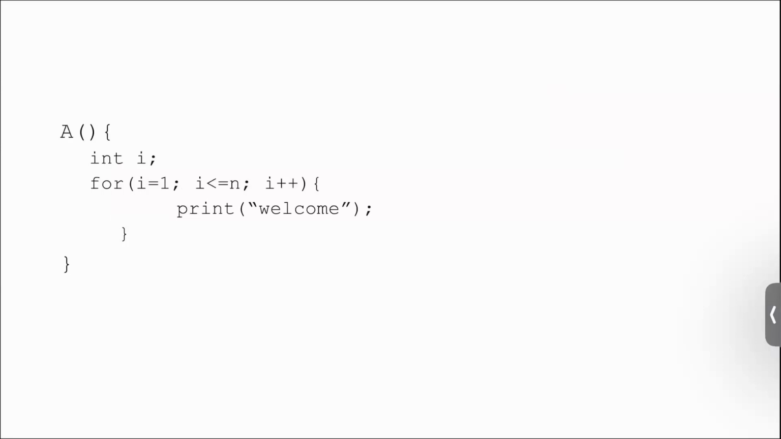For example, this is an algorithm A which has one loop and it performs some operation. So first thing, what is the basic operation? Of course, the operation that is being executed most of the time, which is being performed most of the time, is the basic operation. So in this case, this print is being executed most of the time. So this is my basic operation, right? This is the basic operation.